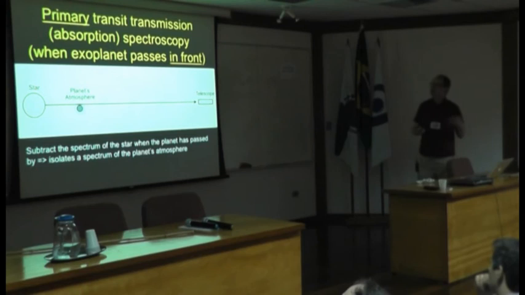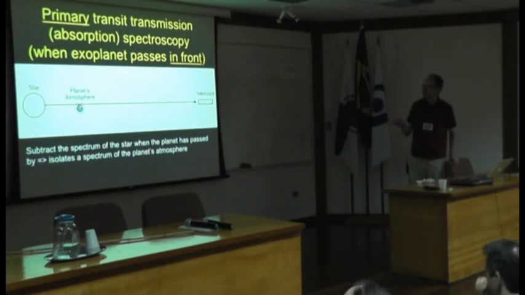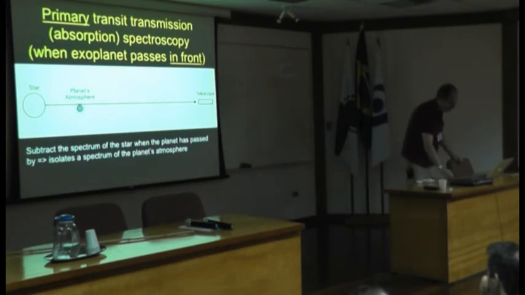And there are two basic ideas with transiting planets. When it's in front, you can see transmission of the starlight through the atmosphere, so transit transmission or absorption spectroscopy. You could also subtract the spectrum of the star when the planet has passed by to try to give you more of a differential signal of the planet's atmosphere.